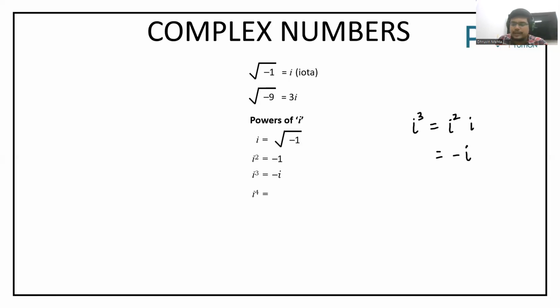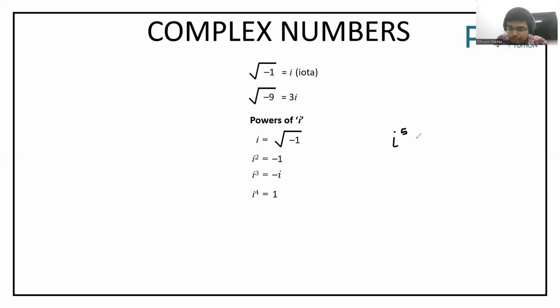Next, how will we find i raised to 4? So i raised to 4 will be the square of i square. i square is minus 1, and the square of that is plus 1. Okay, now two important things which you have to understand about these powers of i.